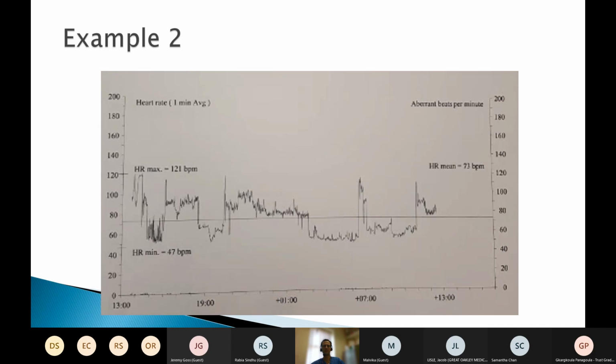Yeah, there are multiple episodes of heart rate around 60. So this is a heart rate of 60. So it spends quite a lot of time during the night at a heart rate of 60. Yeah, I think that's fair. So there are quite a lot of episodes with a slower heart rate.